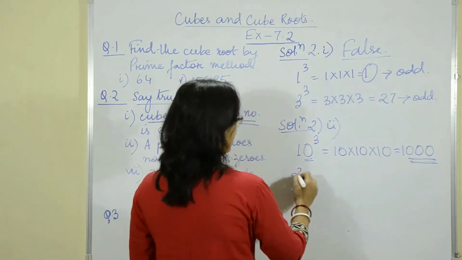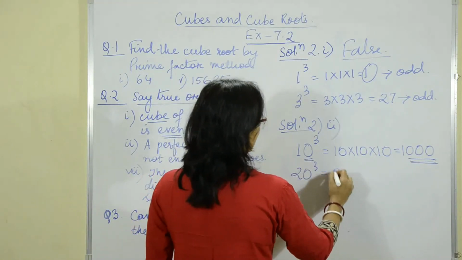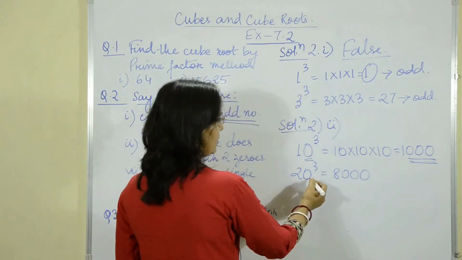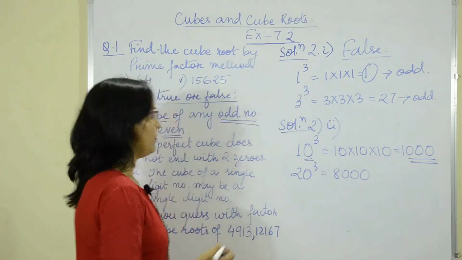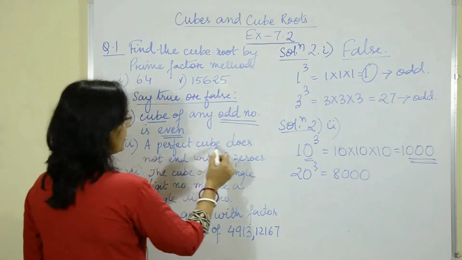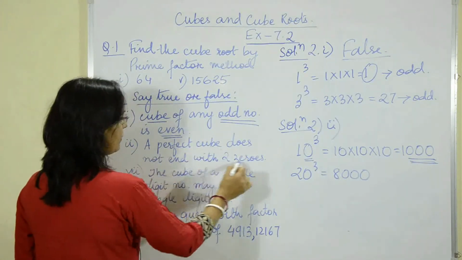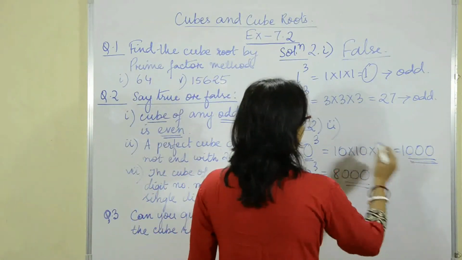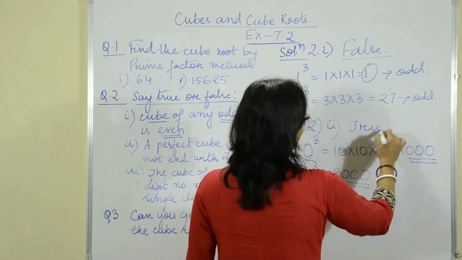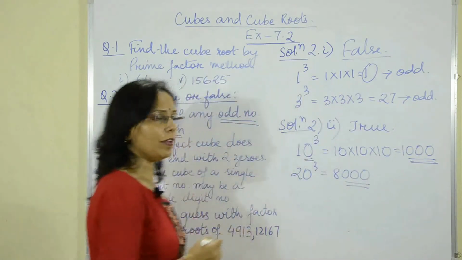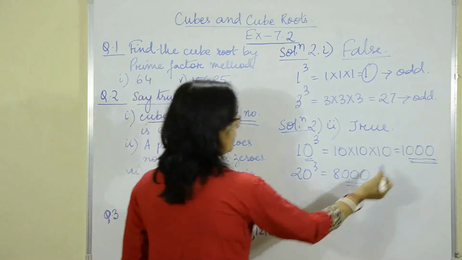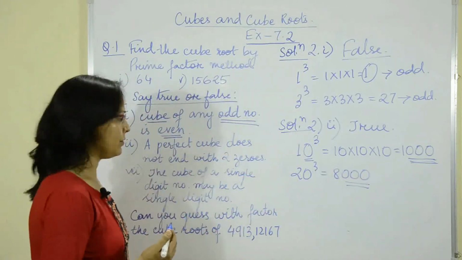Any number of digits I take, 20 cube is 8000, because 2 cube is 8 and then 0 repeated 3 times is 1000. Now what is the question here? A perfect cube does not end with 2 zeros. It is not ending with 2 zeros, right. It is 3 zeros. So this statement is true. It is correct only. We are getting 3 zeros. It will never end with 2 zeros, right.